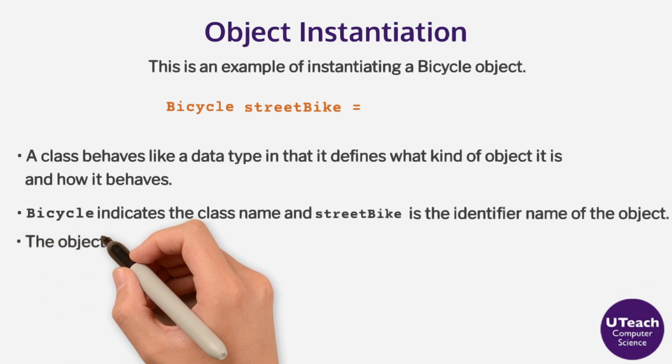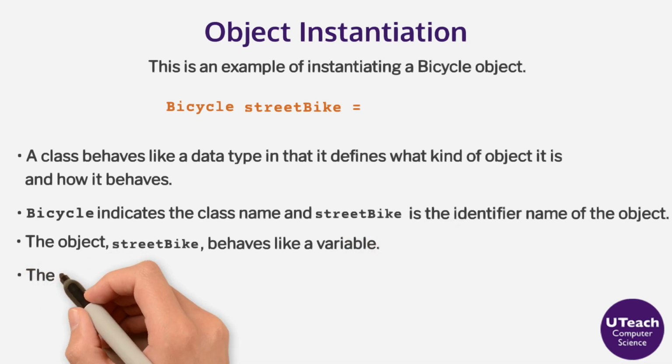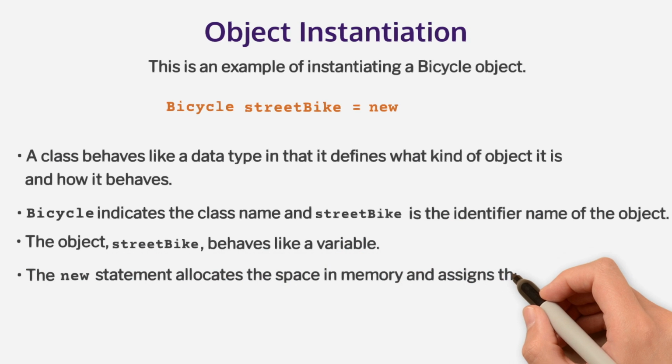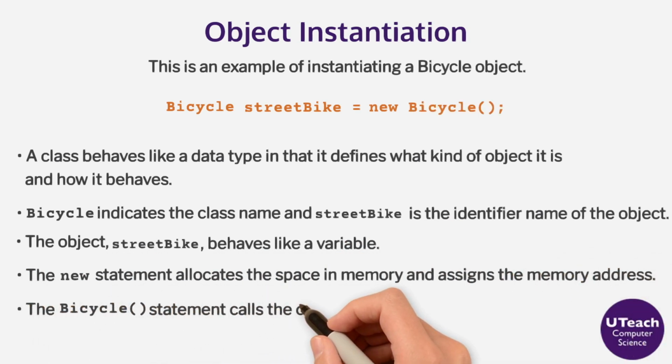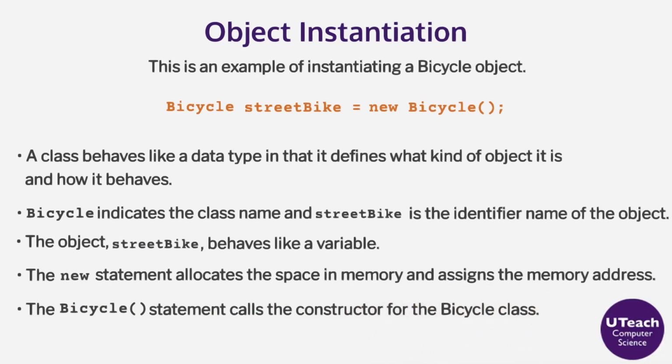The object, streetBike, behaves like a variable. The new statement allocates the space in memory and assigns the memory address. The Bicycle() statement calls the constructor for the Bicycle class.